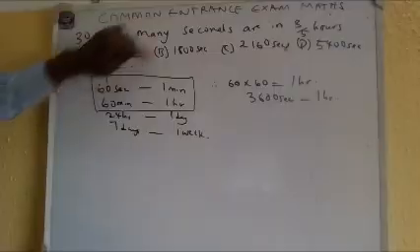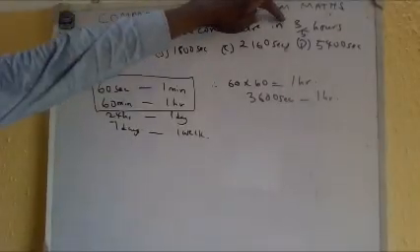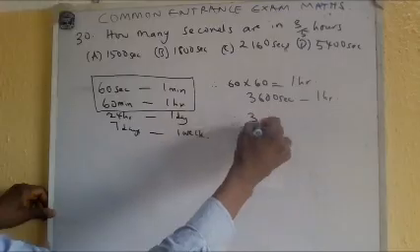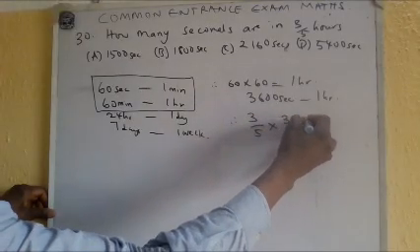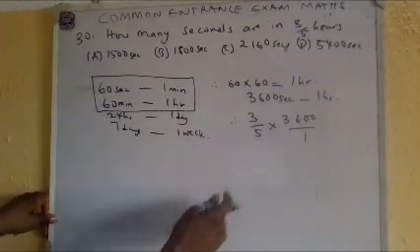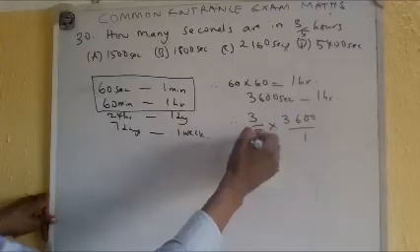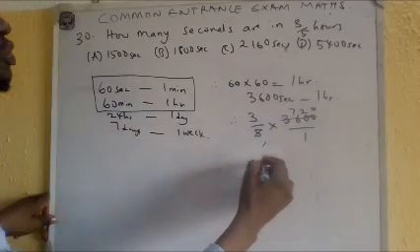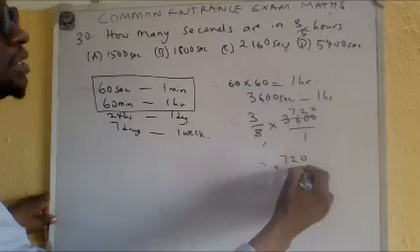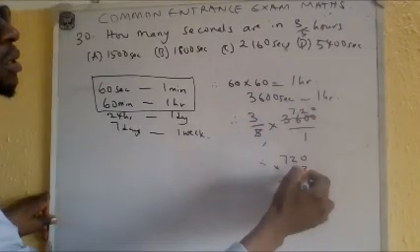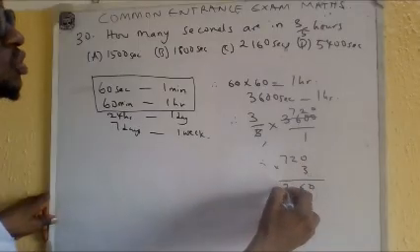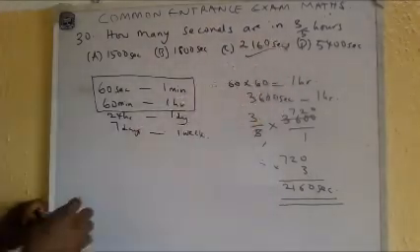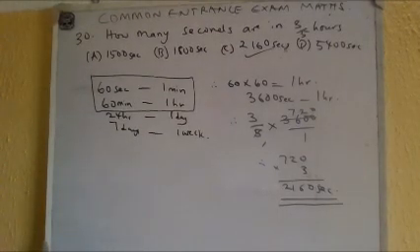So they asked how many seconds are in 3 over 5 hours. It is 3 over 5 times 3,600. I can do the cancellation here: 5 into 3,600 is 720. Therefore 720 times 3: 3 times 2 is 6, 3 times 7 is 21. So this is 2,160 seconds. This is the answer here. So we'll go to the next question, number 31.